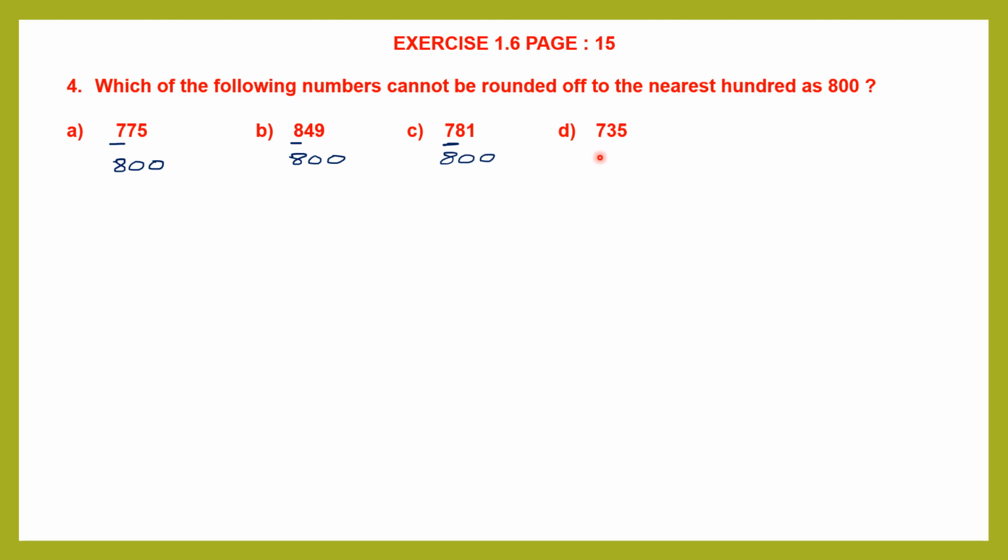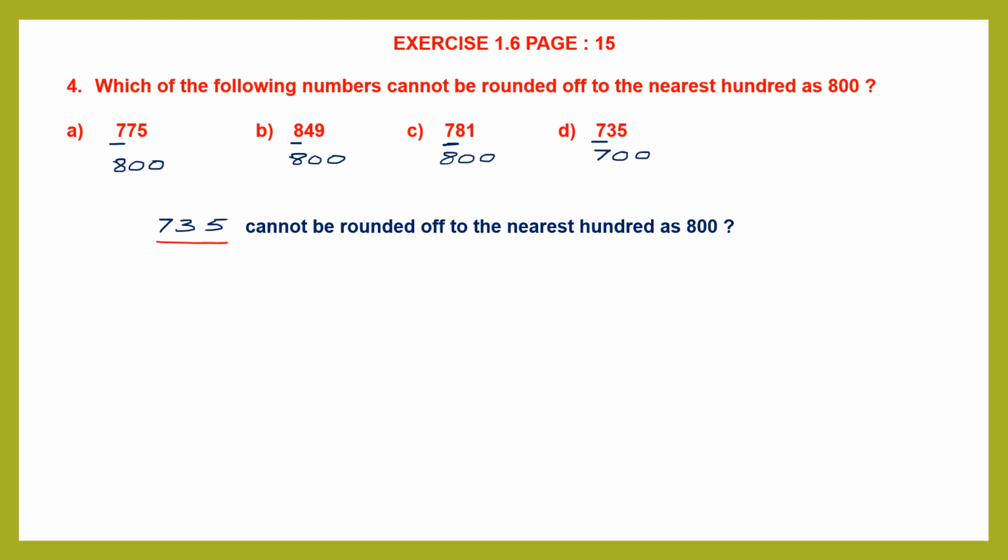So let's underline the digit in the hundreds place and let's look at the digit to its right. It is 3, which is less than 5. If it is less than 5, this will not change. It will remain as it is. So this is 7 and the other two digits are 2 zeros. So can you see, 735 is the number that cannot be rounded off to the nearest hundred as 800. So we have our answer: 735 cannot be rounded off to the nearest hundred as 800.